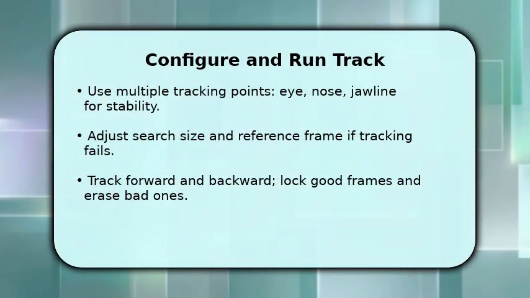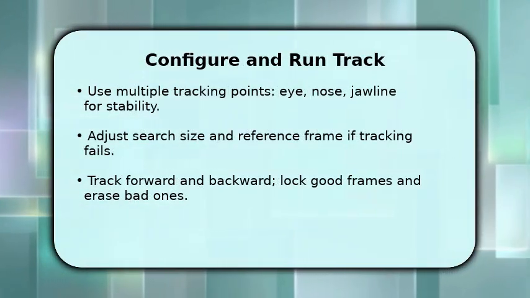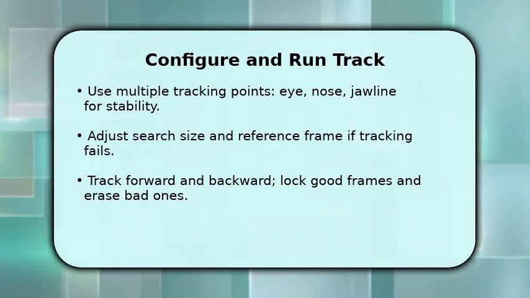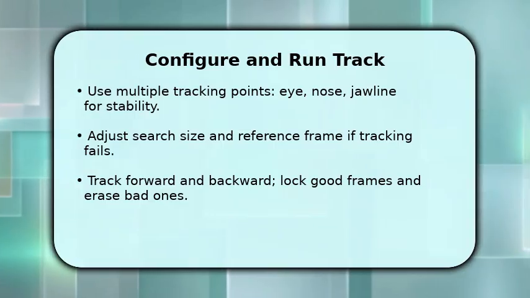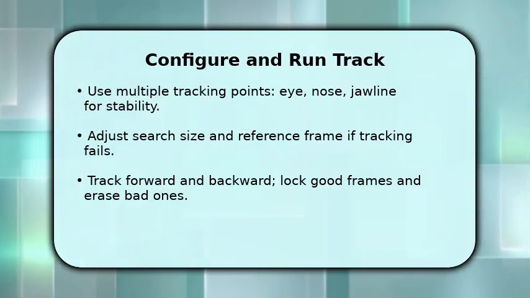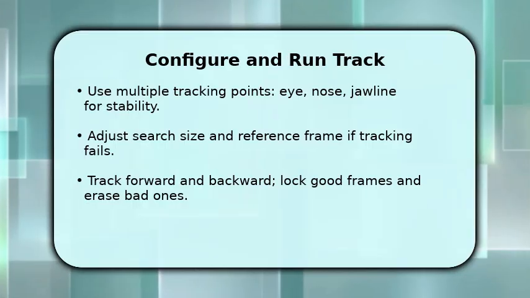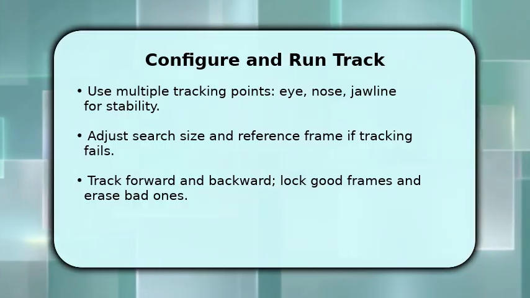Now you configure the tracker for accuracy. Add 2 or 3 points on stable facial landmarks so motion is averaged and jitter reduces. Increase search size slightly when motion is quick, and set the reference frame where the face is most frontal. This helps the algorithm find matches. Track forward, then back, and inspect the path.